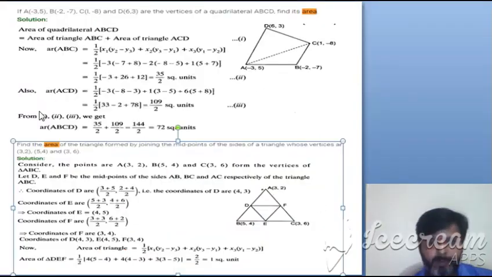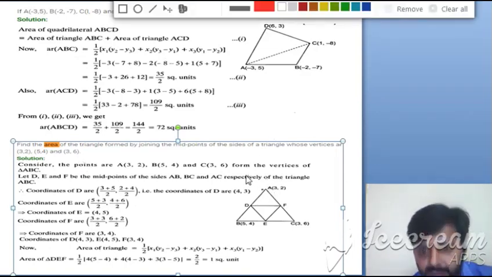This is the final problem of the chapter. They ask us to find the area of a triangle when the midpoints of the sides of a triangle are given with the 3 vertices. Students, A, B, C are the vertices of a triangle: 3, 2; 5, 4; and 3, 6. D is the midpoint of AB, E is the midpoint of BC and F is the midpoint of AC. If we join these points, we form a triangle. So we are going to find the area of triangle DEF in this problem.